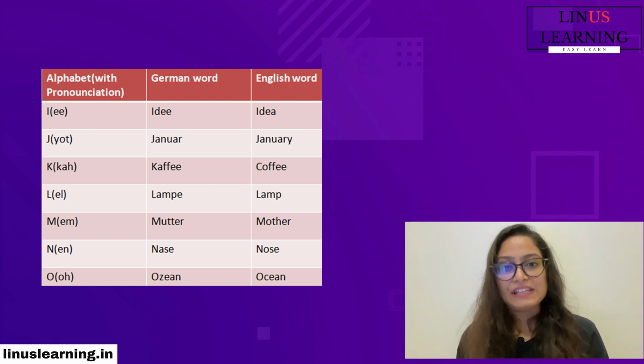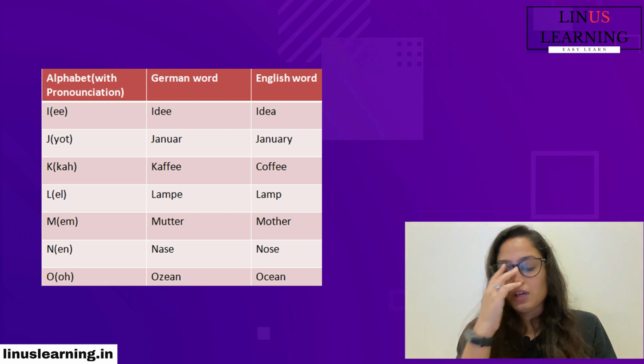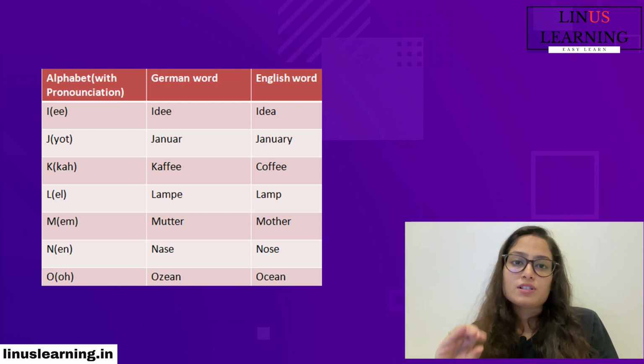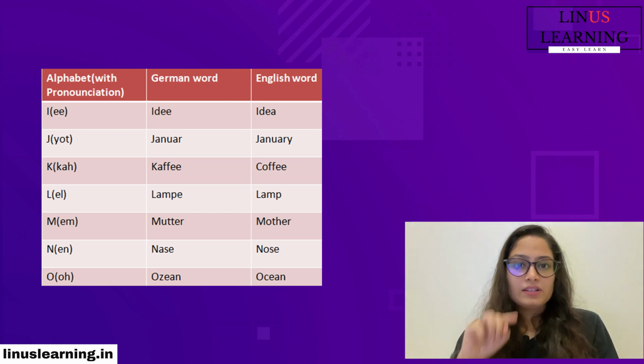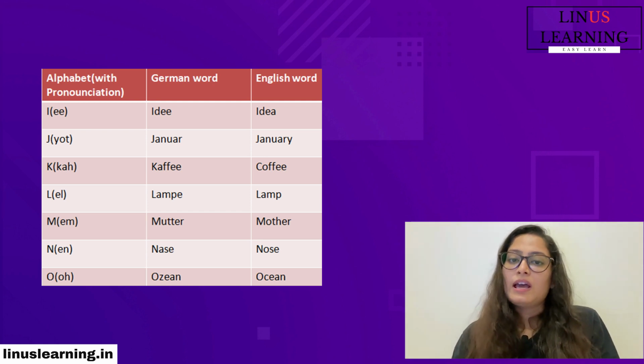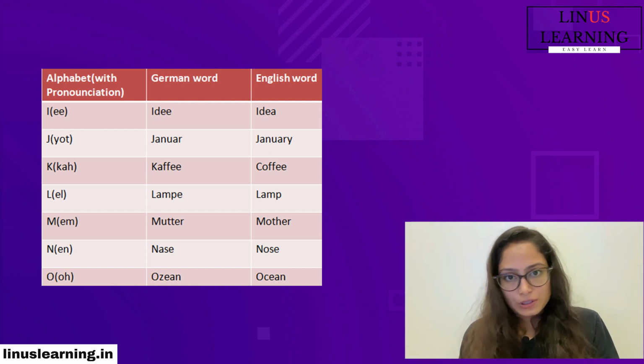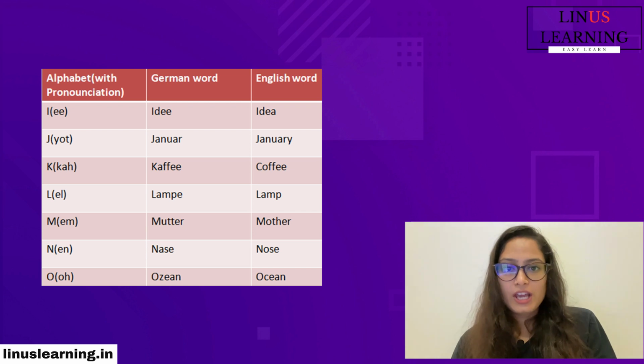I is E, the English E, E for elephant, it's the same pronunciation. So see, A is called A in German, right? Then the English E is pronounced as A in German. And the English I is pronounced as E in German. Then J is called yacht in German.